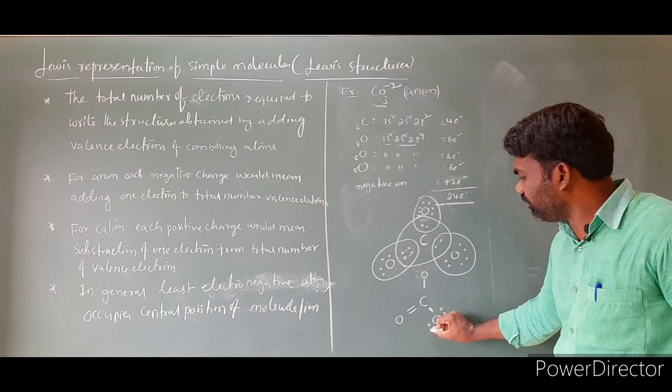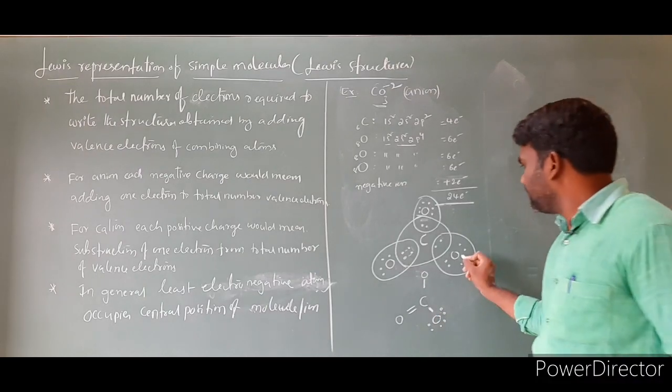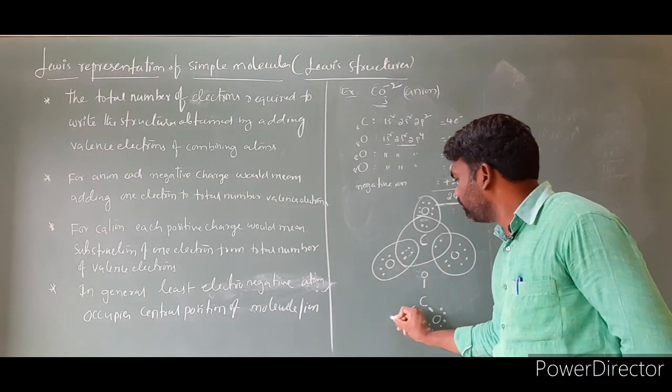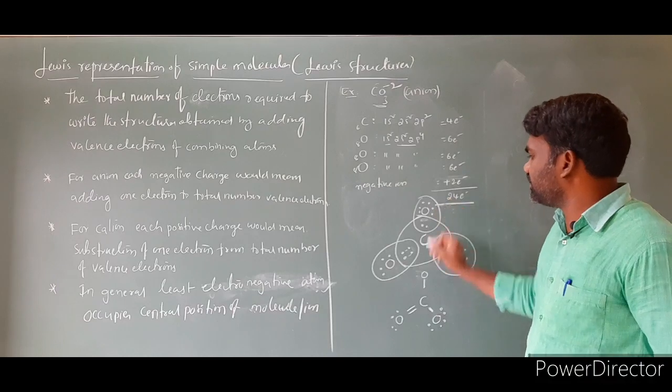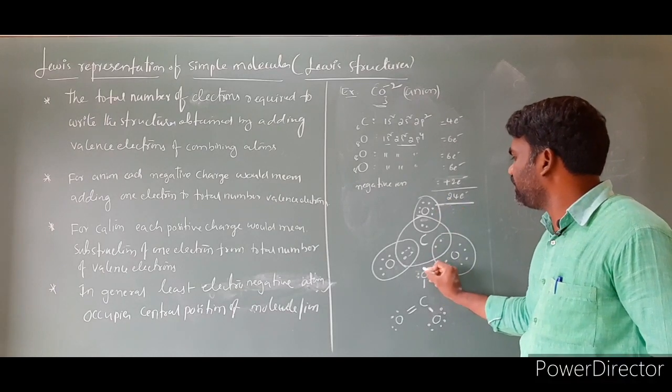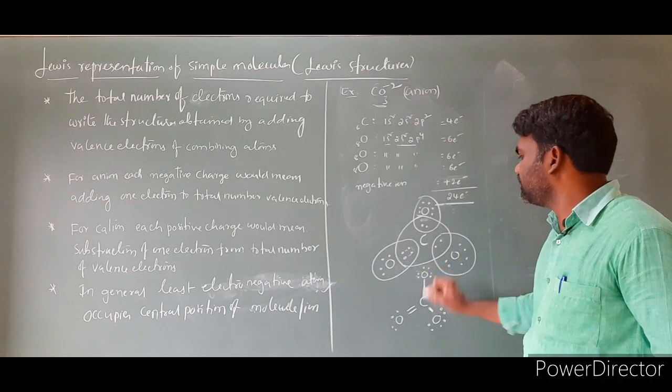1, 2, 3, 4, 5, 6 here. 6 electrons. Here how many lone pairs? 1, 2, 3, 4. 4 electrons are 2 lone pairs. Here how many? 1, 2, 3, 4, 5, 6.